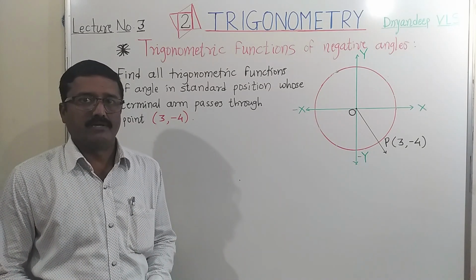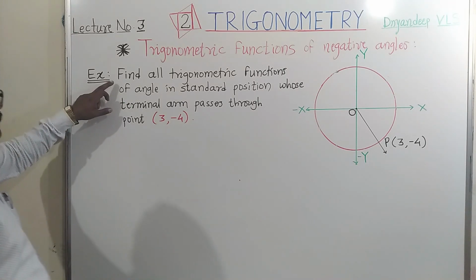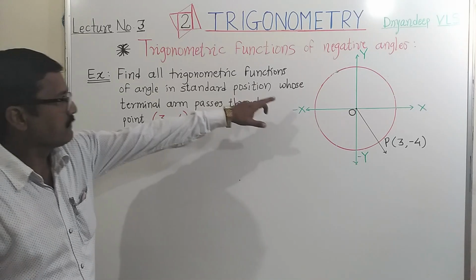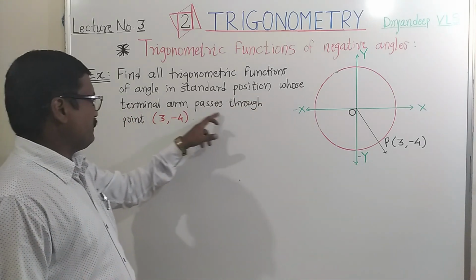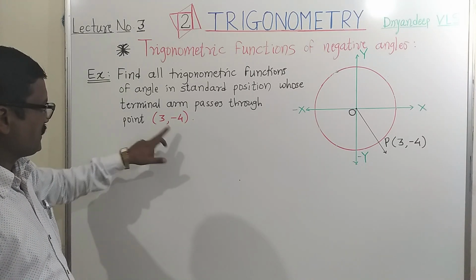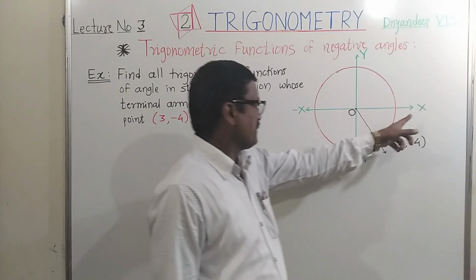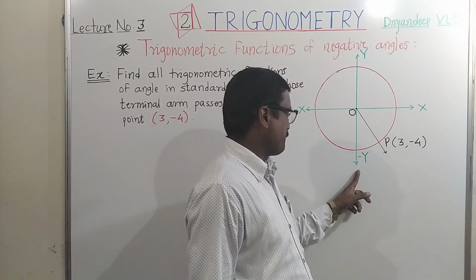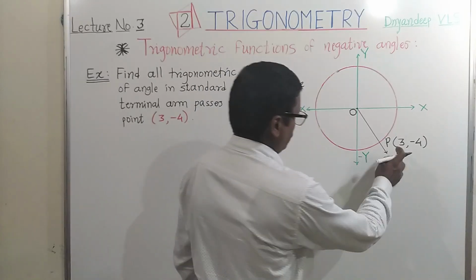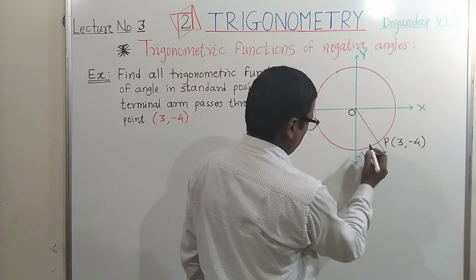Now let us see one example which is a different one. Here in this example, find all trigonometric functions of the angle in standard position whose terminal arm passes through the point (3, -4). 3, -4 means positive, negative, means positive x-axis, negative y-axis, plus x, negative y. That means the point lies in the fourth quadrant. Its distance from the y-axis is 3 and from the x-axis it is 4.